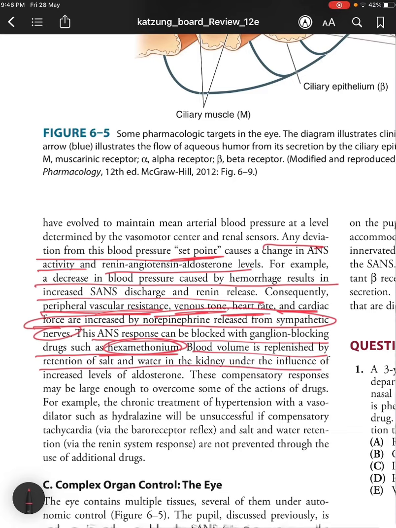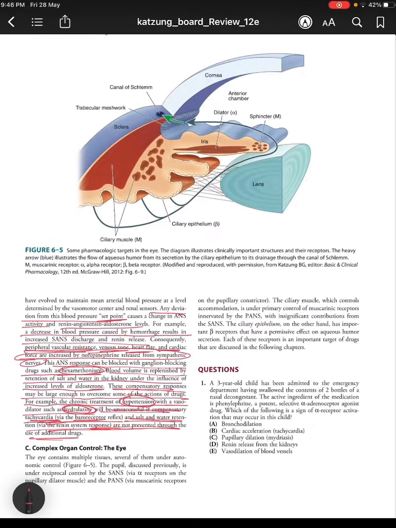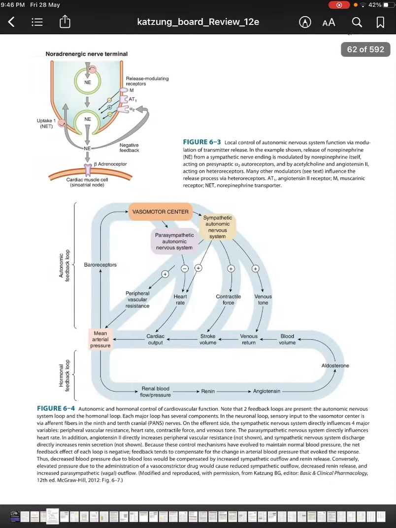Blood volume is replenished by retention of salt and water in the kidney under the influence of increased levels of aldosterone, and these compensatory responses may be large enough to overcome some of the actions of drugs. For example, the chronic treatment of hypertension with a vasodilator such as hydralazine will be unsuccessful if compensatory tachycardia via the baroreceptor reflex and salt and water retention via the renin system response are not prevented through the use of additional drugs.